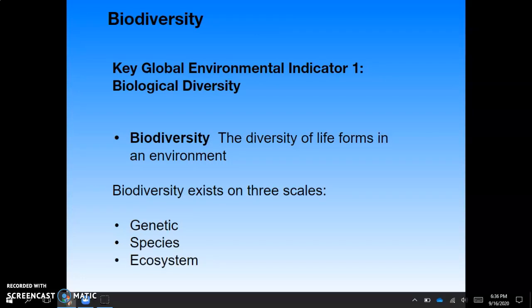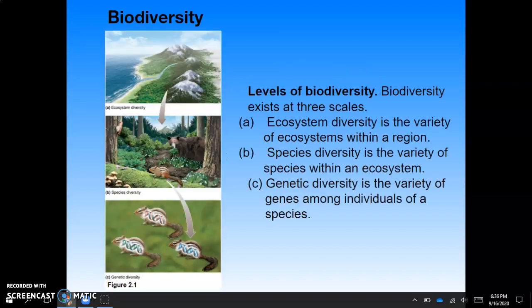So we're going to go into talking about biodiversity, and this is just the diversity of life forms in an environment. So how diverse is an area? This can be on a genetic level, a species level, and we'll get into that. So there are different levels of biodiversity. Ecosystem diversity is the variety of ecosystems within a region. So like on this island here, how many ecosystems exist? Remember, ecosystems can be large or small.